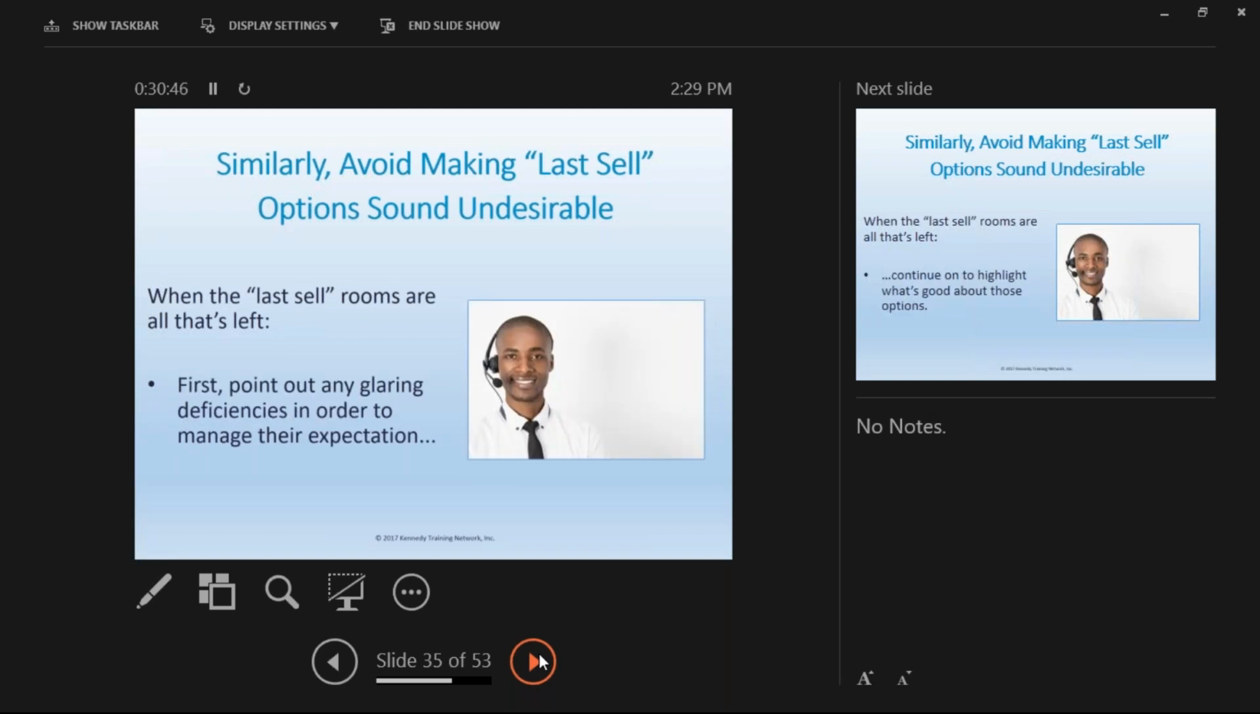Now, in this case, what I want you to do, we do want to point out any glaring deficiencies in order to manage their expectation. We do not want to oversell that rustic or beachy or limited view. We want to let them know, just to let you know, fortunately what I still have left, now just to let you know, you did not have a view, okay? Or just to let you know, it is not our most updated, okay? Or it is a little smaller, okay?